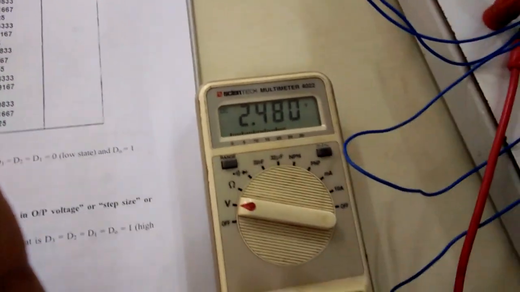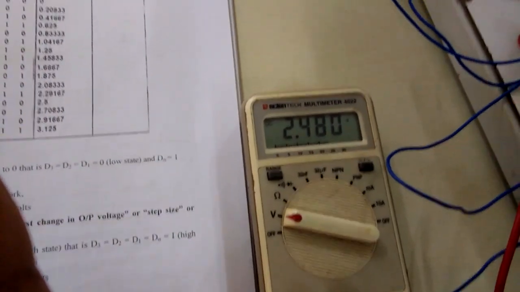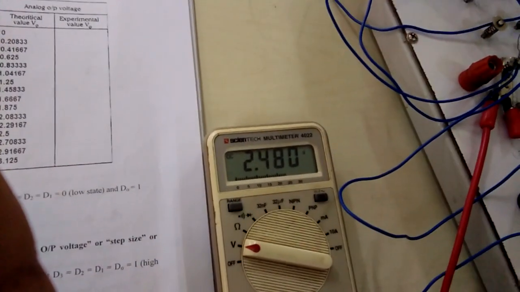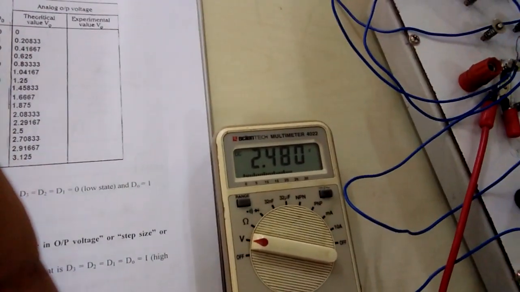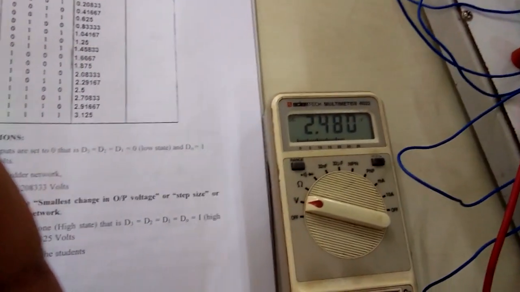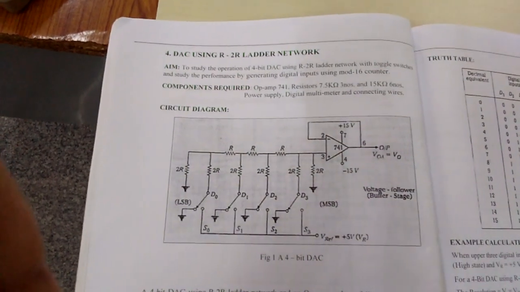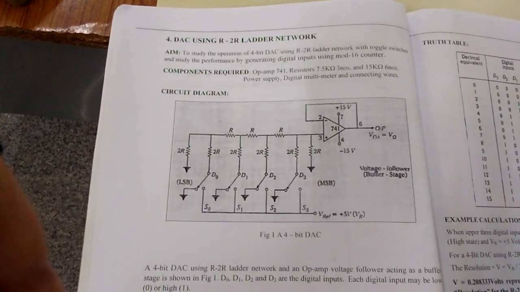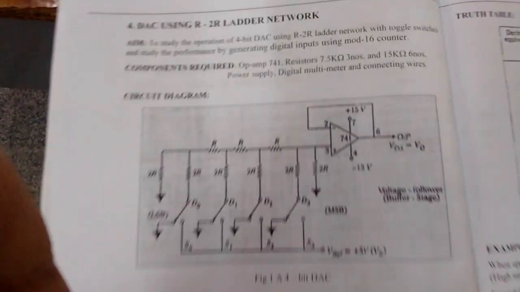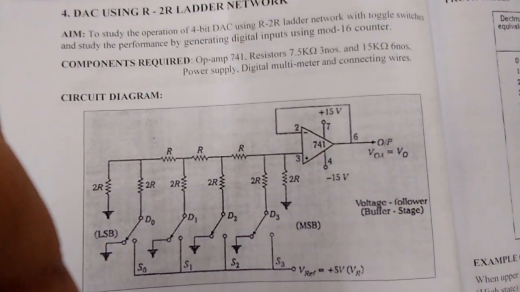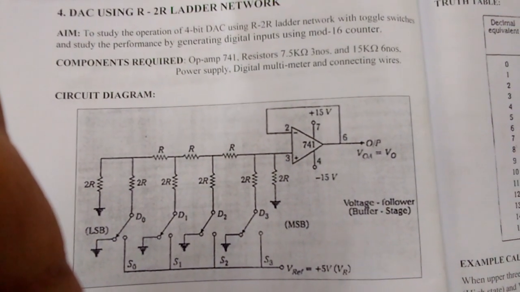It is almost equal. So for all the combinations we are getting the accurate output with the help of the R2R DAC network. This is how the R2R ladder network can convert the digital input into analog output with the help of an op-amp. That is your experiment, R2R ladder network using op-amp.